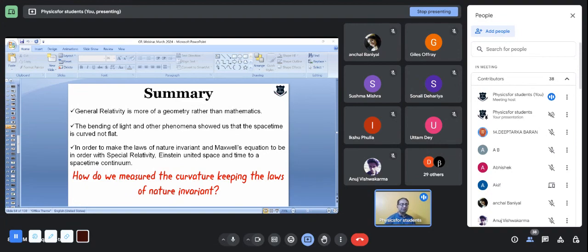Okay, just to summarize what we have learned till now: general relativity is more of a geometry. The bending of light shows that there is a space-time curvature, and in order to keep the laws of nature invariant, Maxwell's equations are put in order with special relativity. Now here comes what I was asking Achal, Sushma and Sonali: why do we measure the curvature and how do we measure it, so that the curvature keeps the laws of nature invariant? Now we are coming to the real part of the general theory of relativity. I will just have some water and then we can go into the real part.